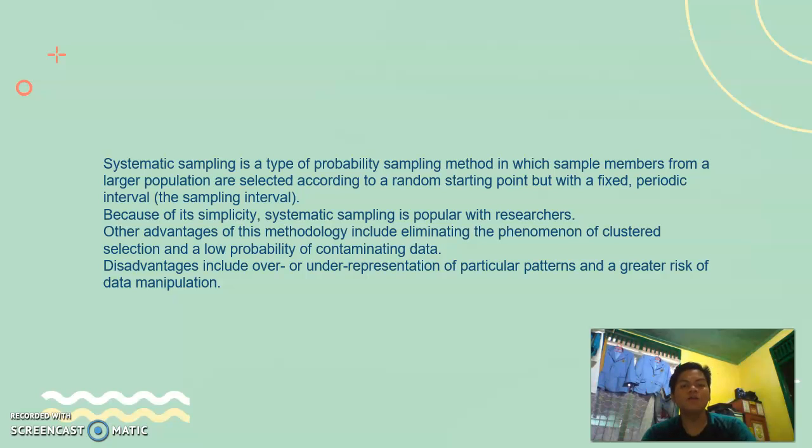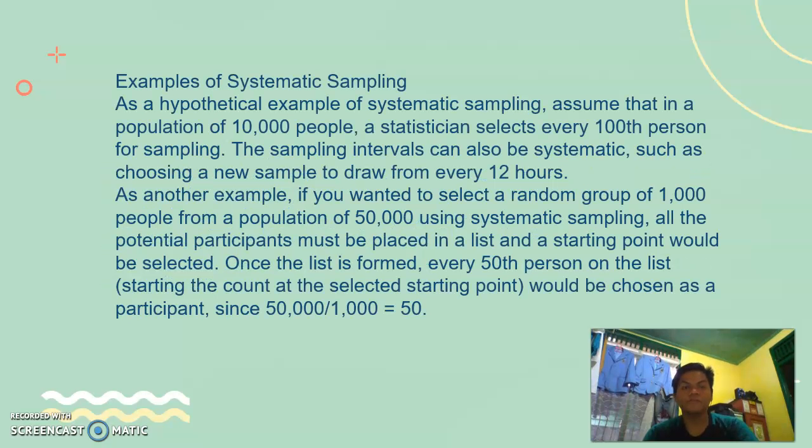Disadvantages include over or underrepresentation of particular patterns and a greater risk of data manipulation. Example of systematic sampling. As a hypothetical example of systematic sampling, assume that in a population of 10,000 people, a statistician selects every 100th person for sampling.